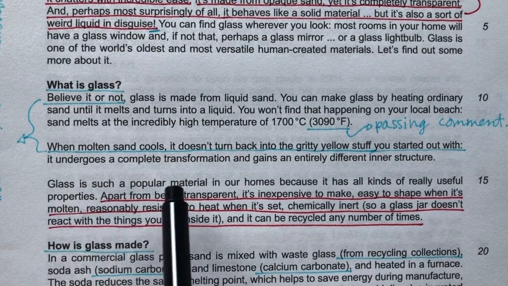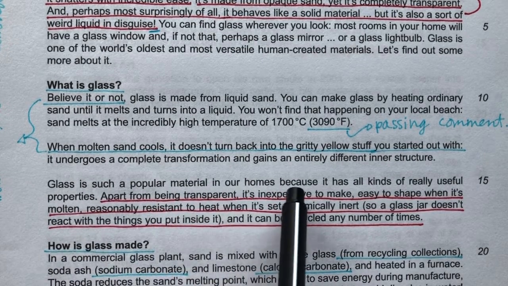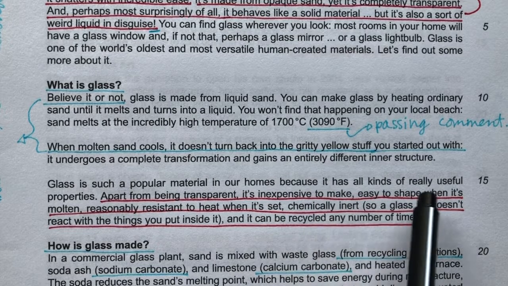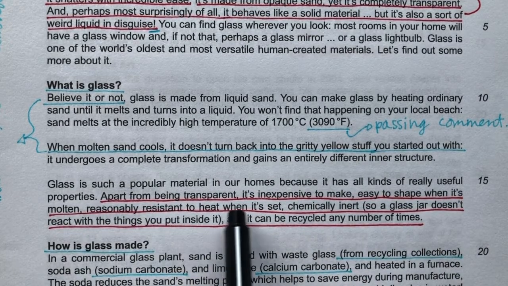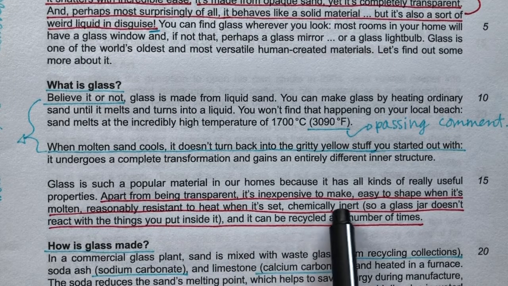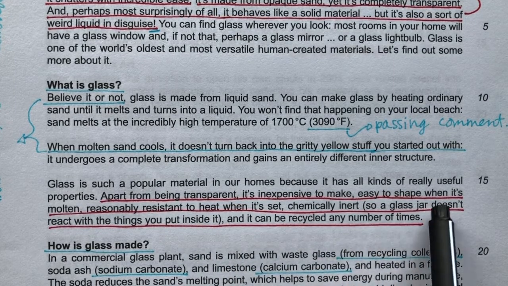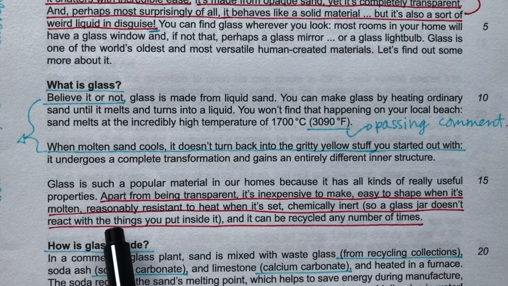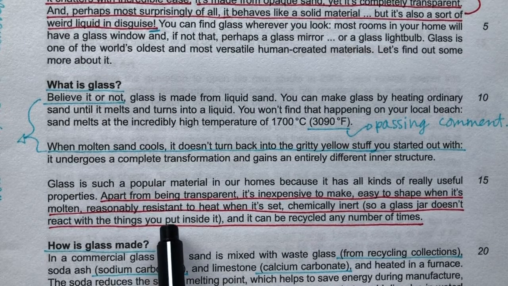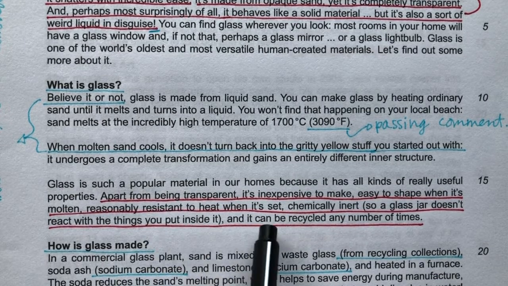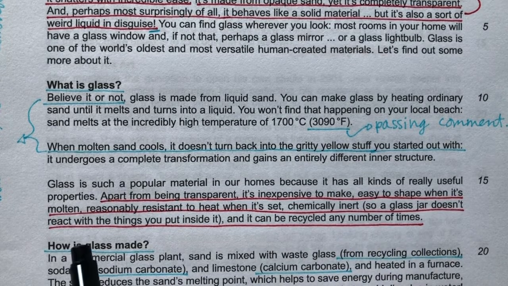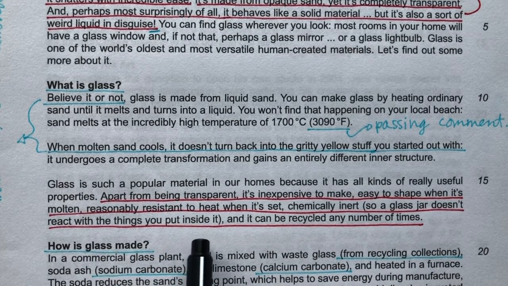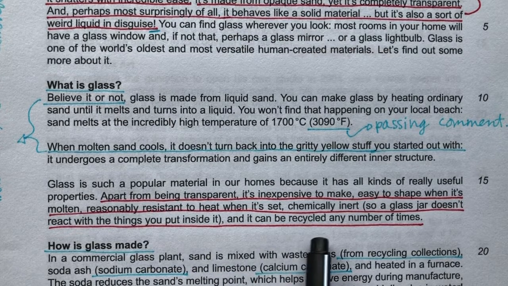Glass is such a popular material in our homes because it has all kinds of really useful properties. Apart from being transparent, it's inexpensive to make, easy to shape when it's molten, reasonably resistant to heat when it's set, chemically inert, so a glass jar doesn't react with the things you put inside it, and it can be recycled any number of times.